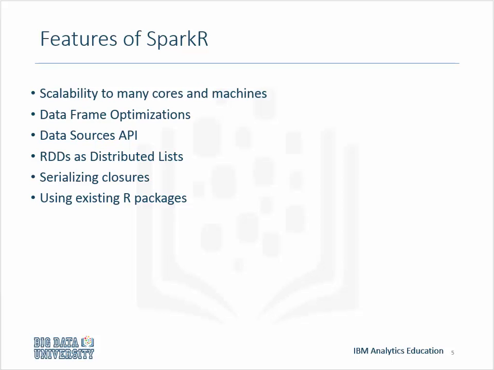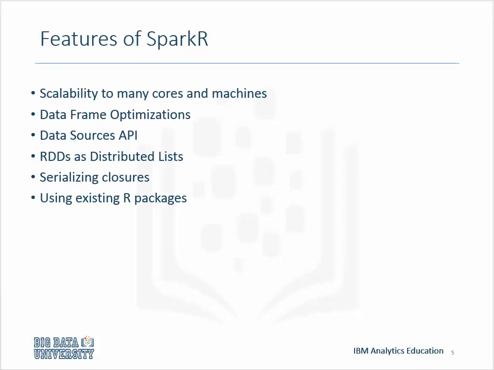So, what features does SparkR have? We've already talked about the scalability with many machines and many cores. Operations being executed on SparkR data frames get automatically distributed across all the cores in the cluster. As a result of all this, SparkR data frames can be used on terabytes of data and run on clusters of thousands of machines.